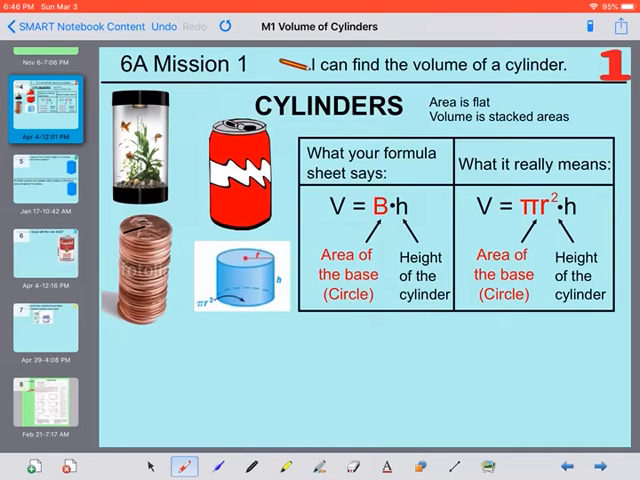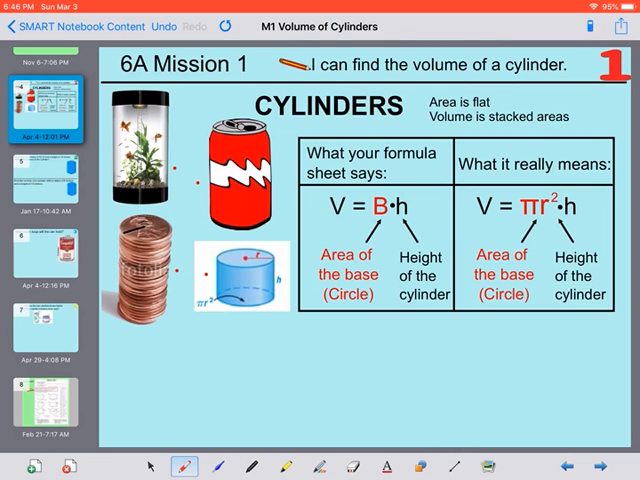So today we're doing mission 1. We're starting a new unit. We're going to look at cylinders today. A cylinder is a shape that is round but has some height or some depth to it. So all of these examples here are cylinders.